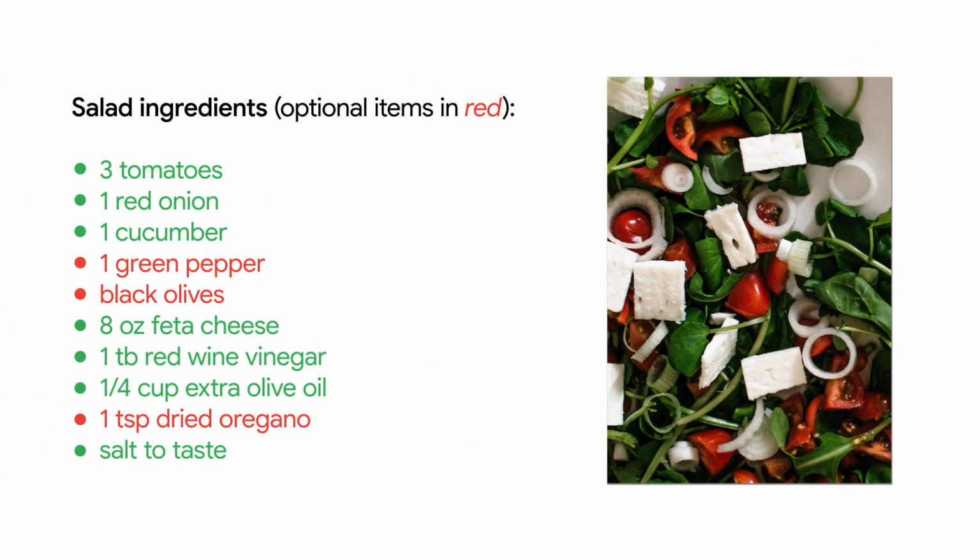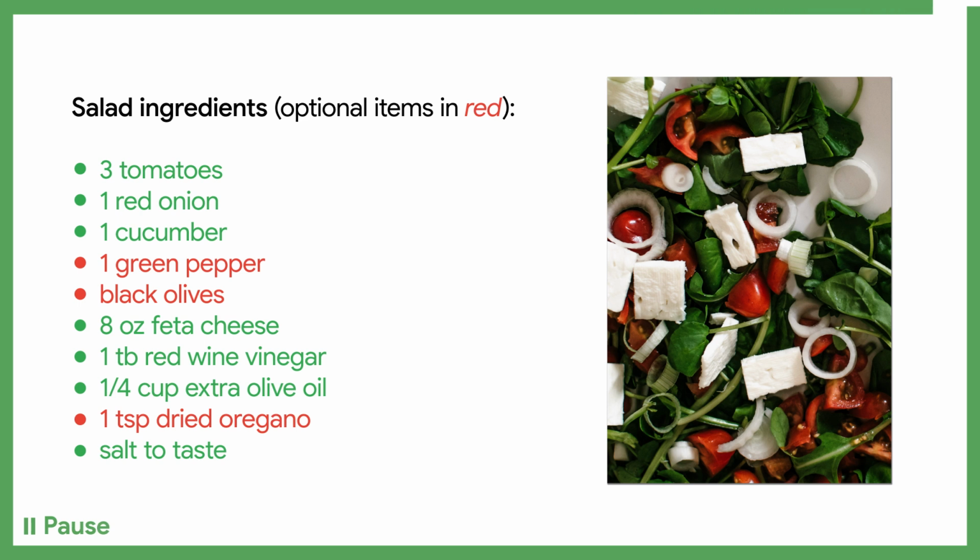Imagine you're looking online for a recipe for a Greek salad. You find a recipe with this ingredients list. The recipe website says that the ingredients listed in red are optional. Pause the video to read this recipe and reflect. What's the problem with this approach?